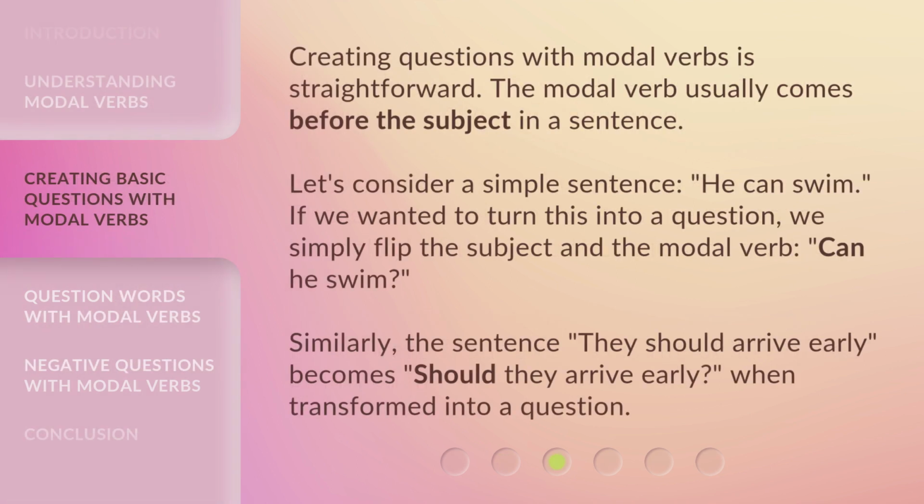Creating questions with modal verbs is straightforward. The modal verb usually comes before the subject in a sentence. Let's consider a simple sentence. He can swim. If we wanted to turn this into a question, we simply flip the subject and the modal verb: can he swim? Similarly, the sentence, they should arrive early, becomes, should they arrive early? When transformed into a question.